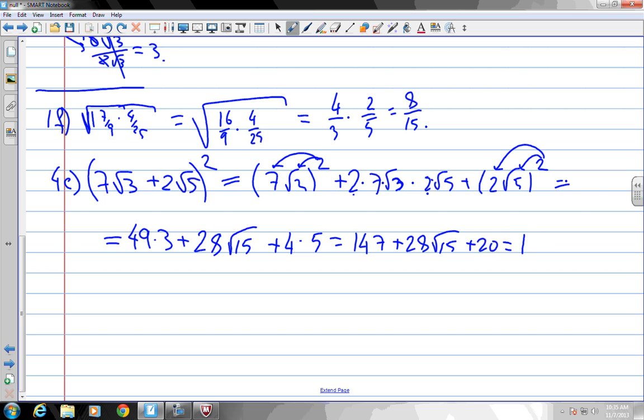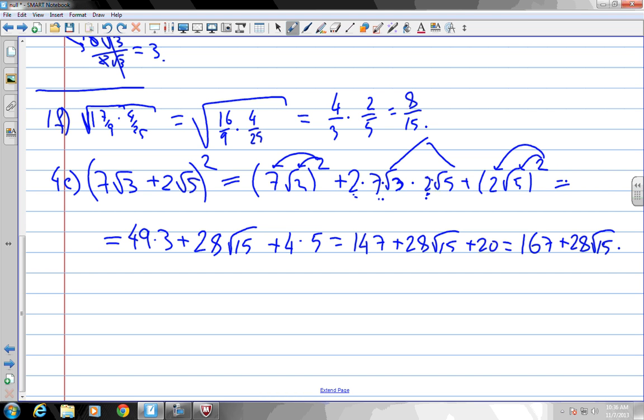Right, so 167 plus 28 square roots of 15. I multiplied the constants, 2, 7, and 2. So 2 times 7 is 14, times 2 is 28. And then you combine the two square roots together. 3 times 5 is 15.